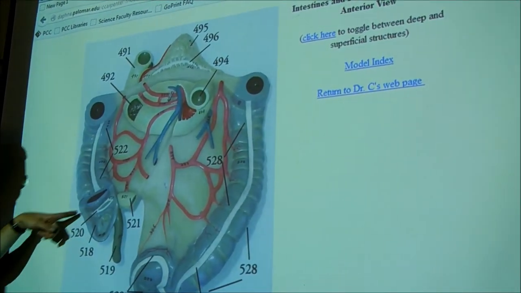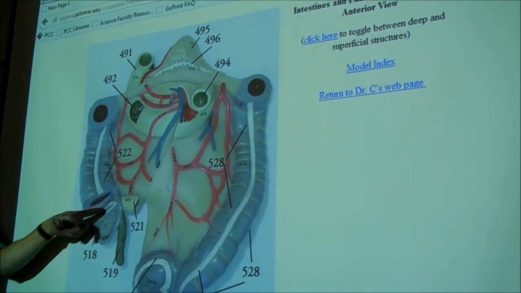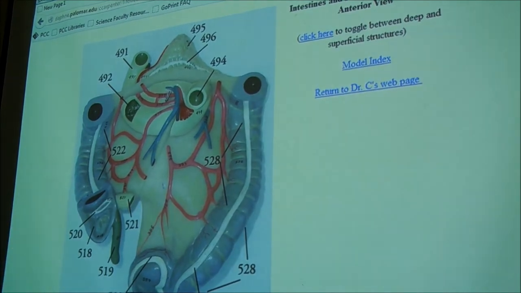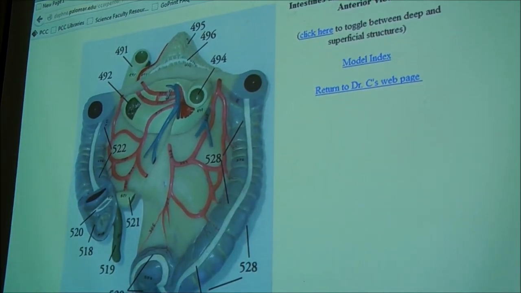That's an ileocecal valve, because it's my ileum, that's my cecum, and that's the valve between the two, or ileocecal sphincter. My ileocecal valve. Right.